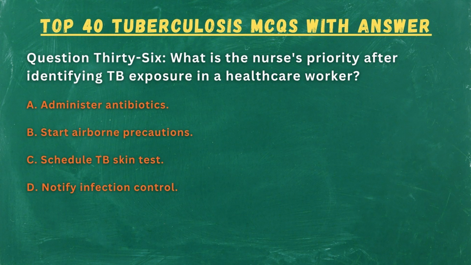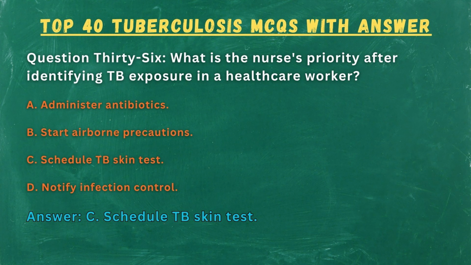Question 36. What is the nurse's priority after identifying TB exposure in a healthcare worker? A. Administer antibiotics. B. Start airborne precautions. C. Schedule TB skin test. D. Notify infection control. Answer. C. Schedule TB skin test.